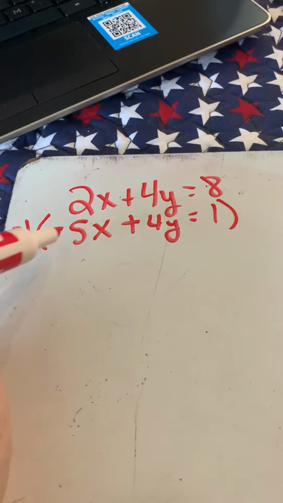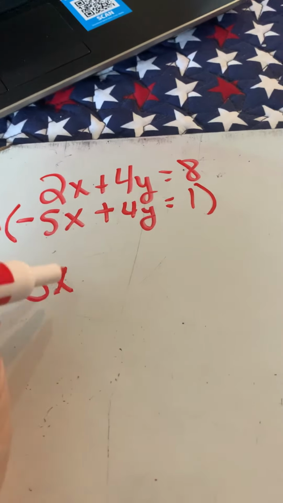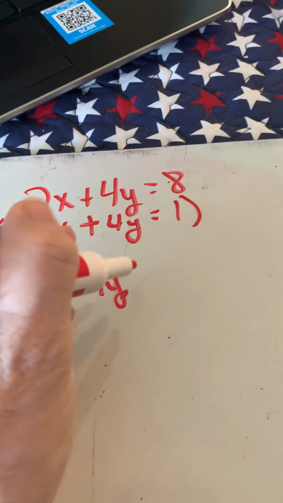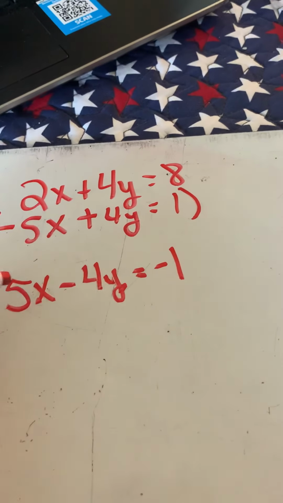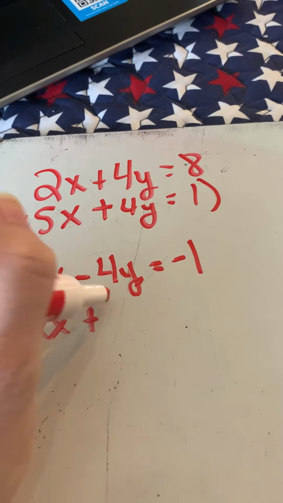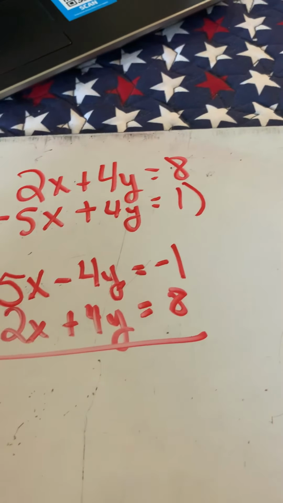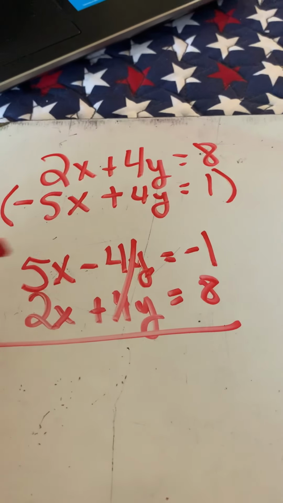I'm in essence changing the signs for each one. So now I have a positive 5x, a -4y, and a -1. And that's going to change the signs. I'm going to take the other equation and write the like terms underneath and combine these equations. And what you're going to see is that the 4's now eliminate, the 4y's eliminate.